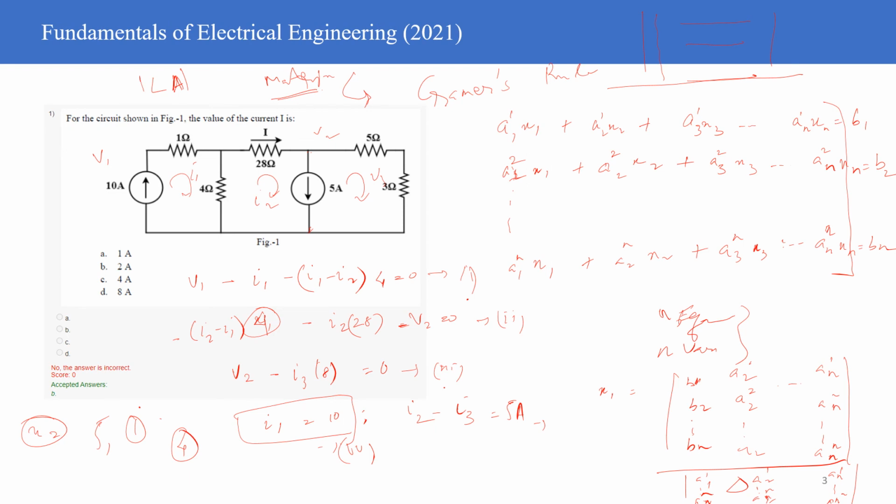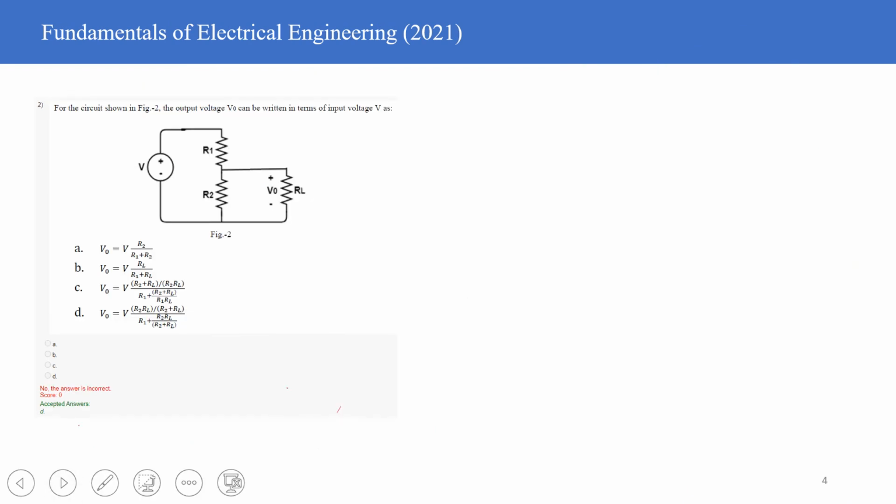No, sir. Okay. So question number 2 is: find the output V output that can be written in terms of V. So you have to figure out the voltage V naught in terms of V. How would you figure it out? It's a very easy question. How would you figure it out? You have two resistances, let's suppose.